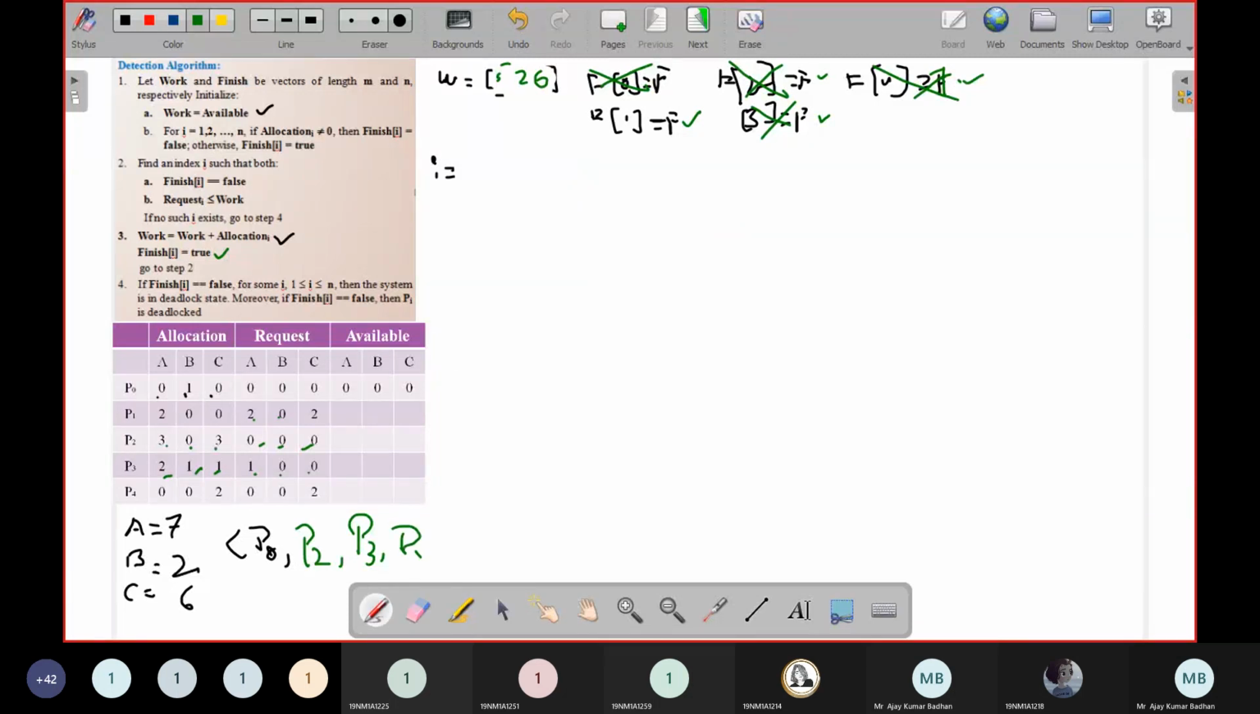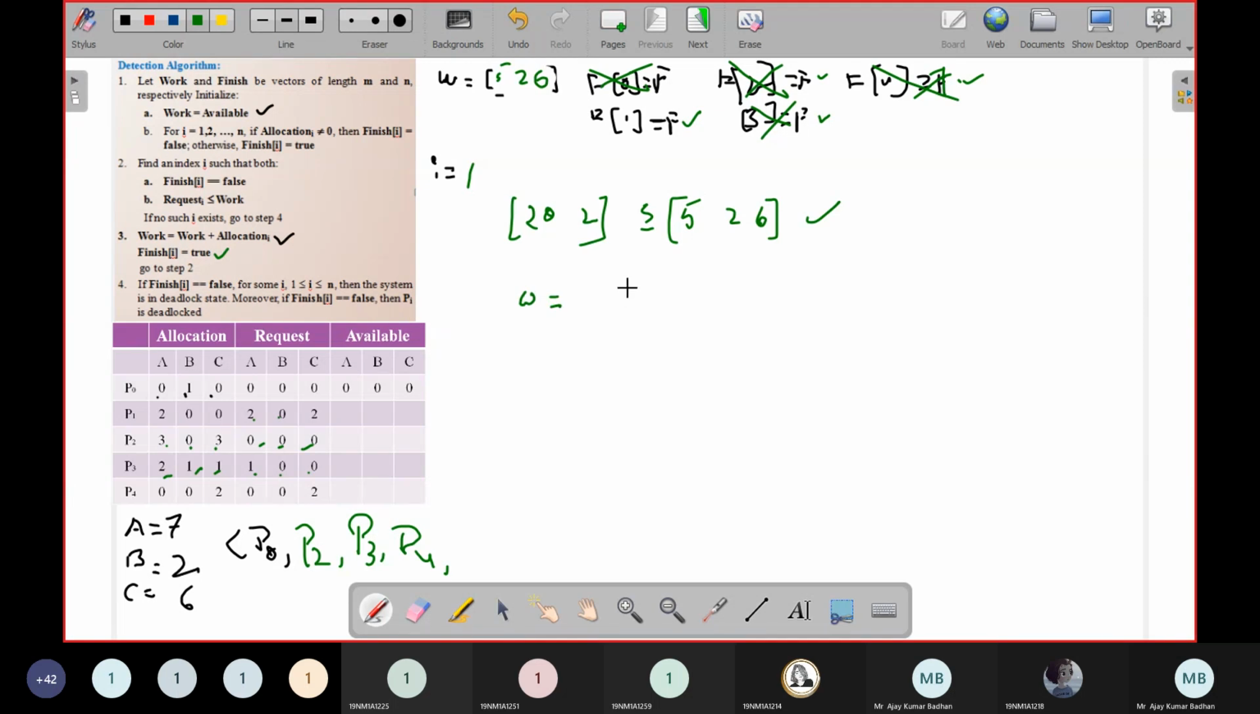So let me write here P4. Then we'll come back to the process number 1. Now we will again check it. What is the request here? 202 is less than or equal to 526, isn't it? The condition is satisfied. Now this time we have resources to allocate.